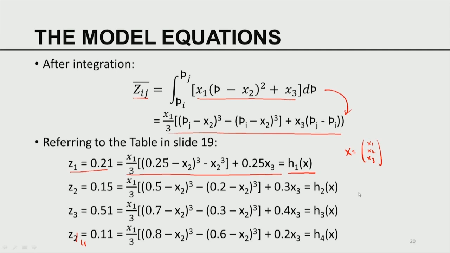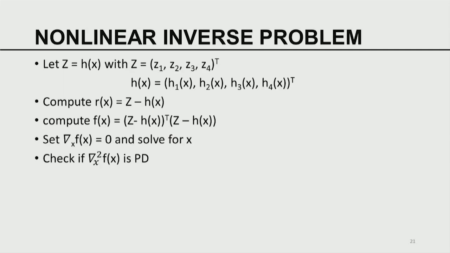The whole problem now reduces to Z is equal to H of X. In this case, M is 4, N is 3. So this is a nonlinear problem. The nonlinear problem essentially comes from the fact that our model relates the temperature to the pressure using a nonlinear function of the unknown parameters. Therefore, Z is equal to H of X.